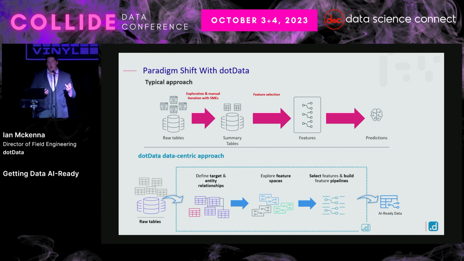And then the third step, the final step, is really just selecting those features from that leaderboard that you like, and then building the feature pipelines, right? And then using those feature pipelines in production. After that, your data is AI ready effectively. So what I'm going to show you here is that process within a tool called dotData.